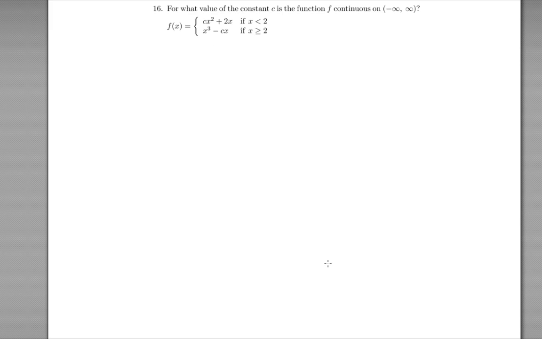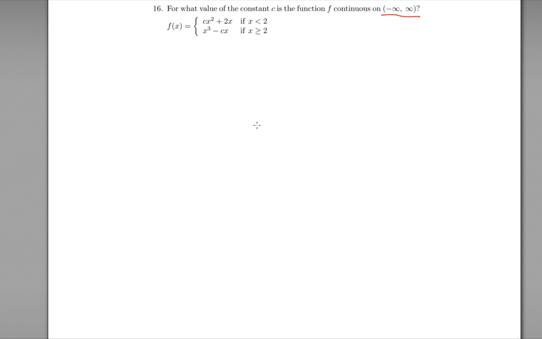Okay, so find the value of a constant c so that this function is continuous everywhere. So they want to make sure that there's no discontinuities in this function. All right, so by the definition, in theory, we should check to make sure that f is continuous at every single point, every x value.